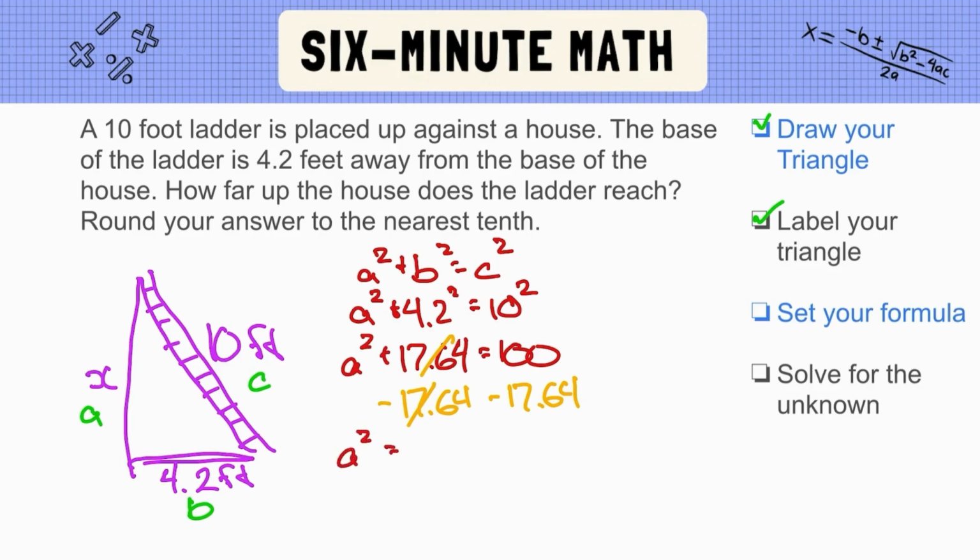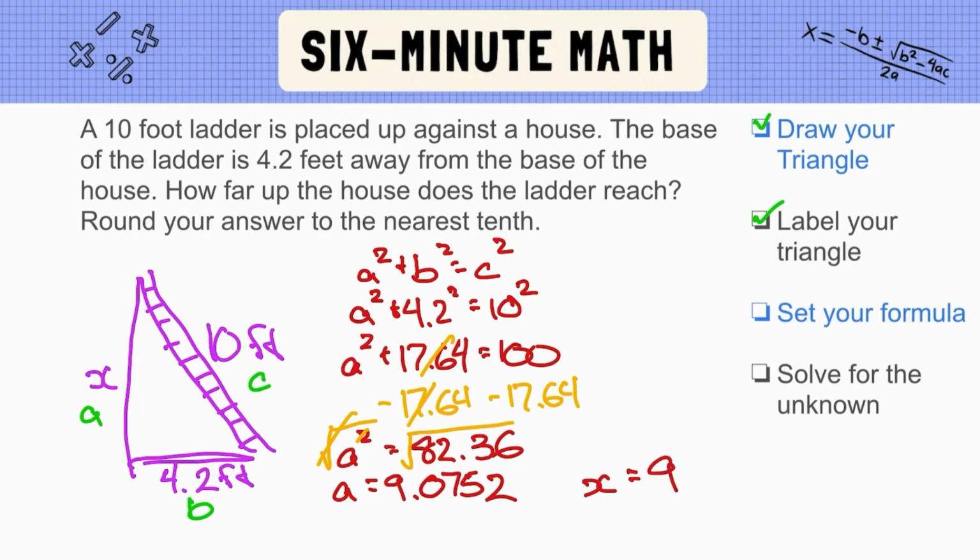which gives us a squared equals 82.36. And then our last step, we're going to square root both sides for a equals 9.0752. We're looking for our x in this scenario rounded to the nearest tenth. So x is equal to 9.1 feet.